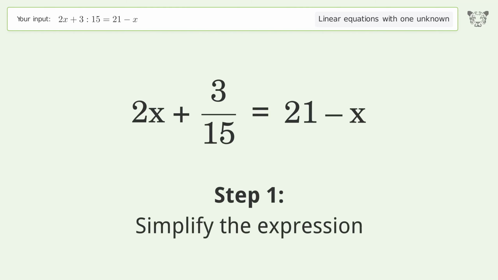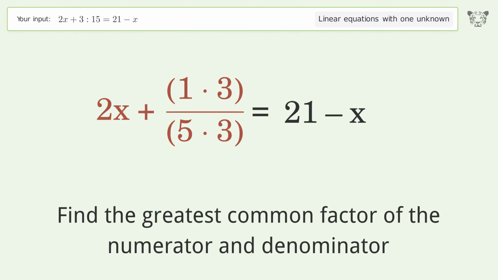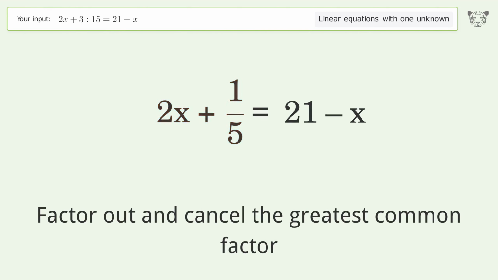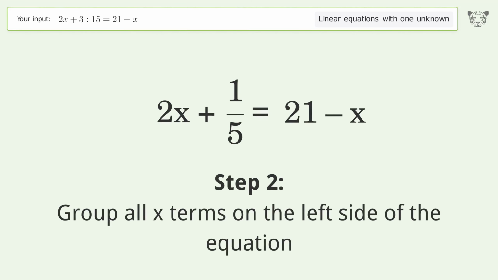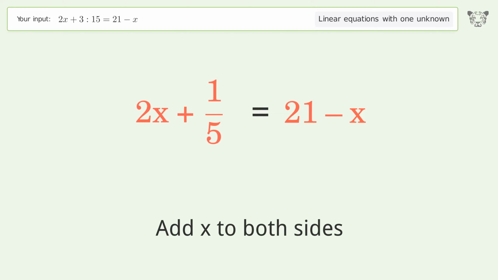Simplify the expression. Find the greatest common factor of the numerator and denominator. Factor out and cancel the greatest common factor. Group all x terms on the left side of the equation. Add x to both sides.